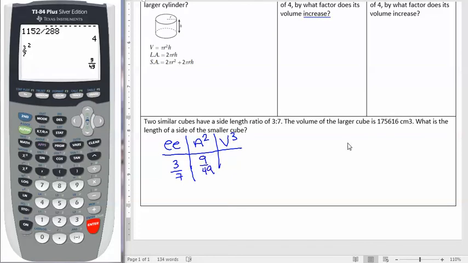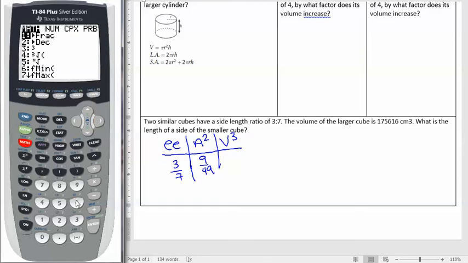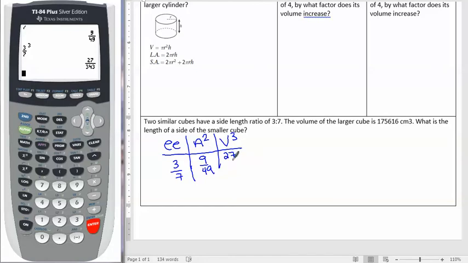Now I'm going to do the same thing, only this time I'm going to cube it. 3 to 7, and the cube is under math. I'm going to hit 3 to cube it, and I get 27 over 343. So now let's read the problem. It says the volume of the larger cube is 175,616 centimeters cubed. What is the length of the side of a smaller cube? So this is going to probably be a little tricky, but we can do it.